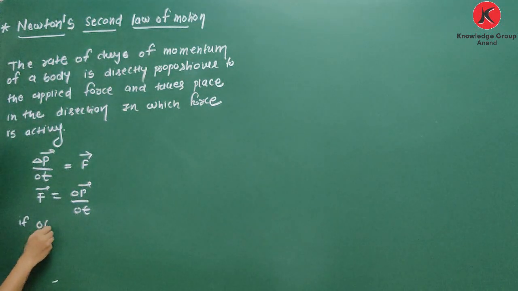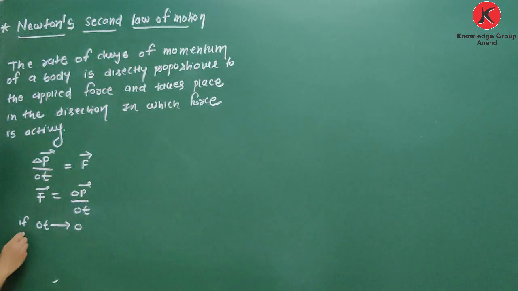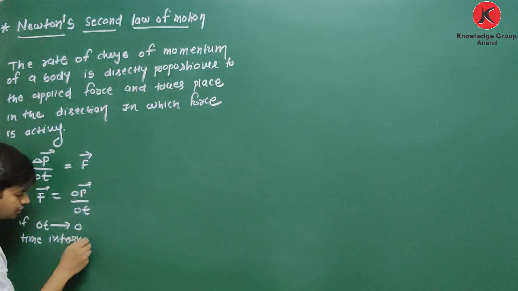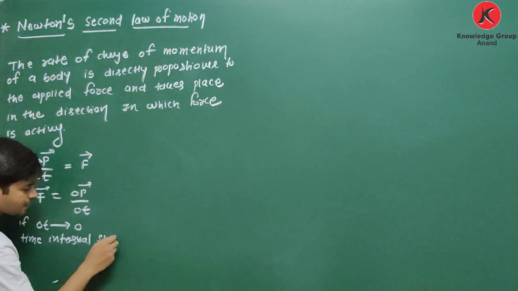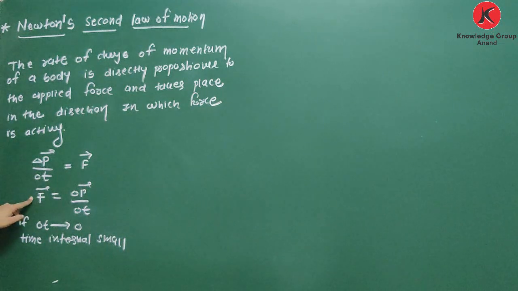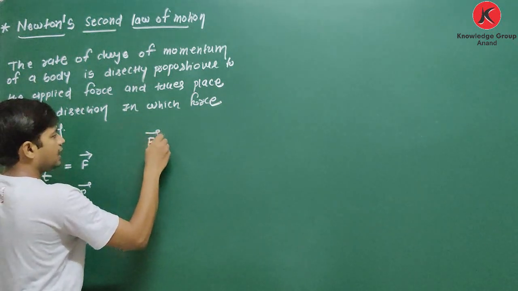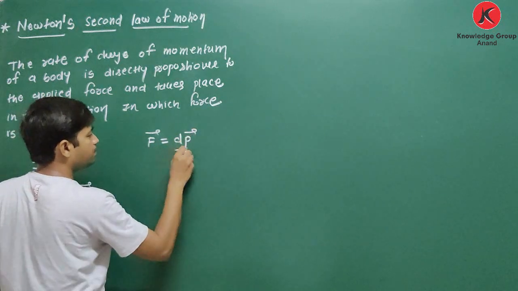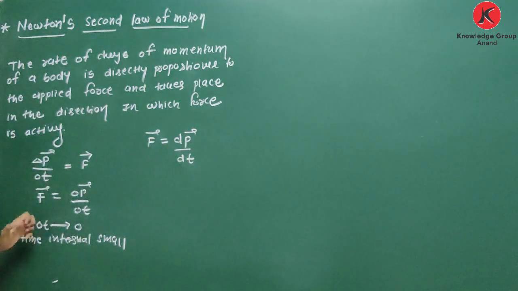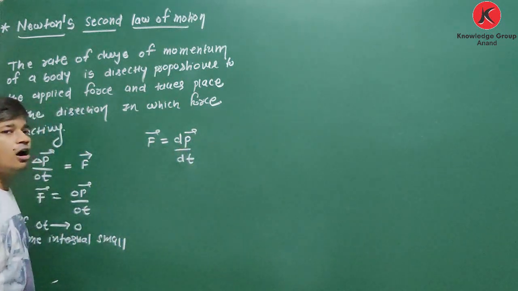If I am taking the limit delta T tends to 0, meaning time interval small, then what happens? Then I can write this force as F is equal to dP upon dt. Clear about this? So F is equal to delta P upon delta T, and if I am taking delta T tends to 0, time interval small, then F is equal to dP upon dt. Now we will obtain another form.